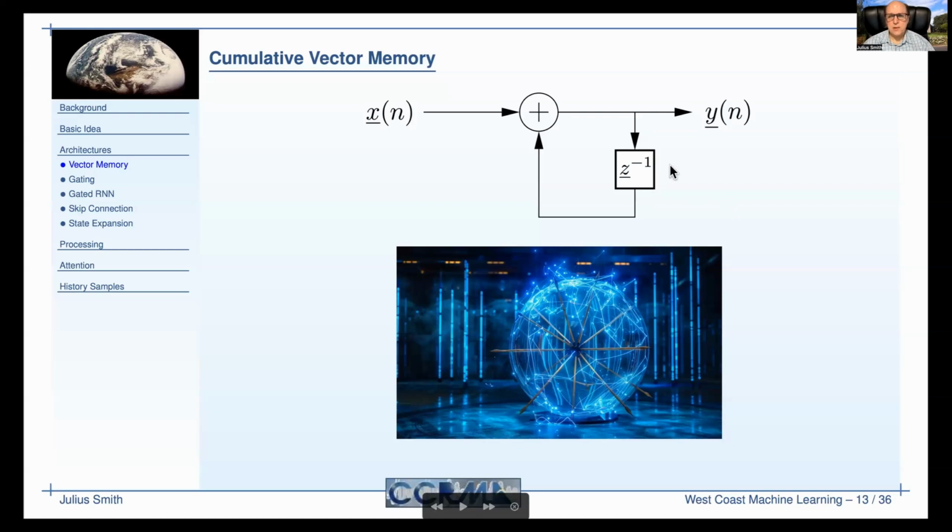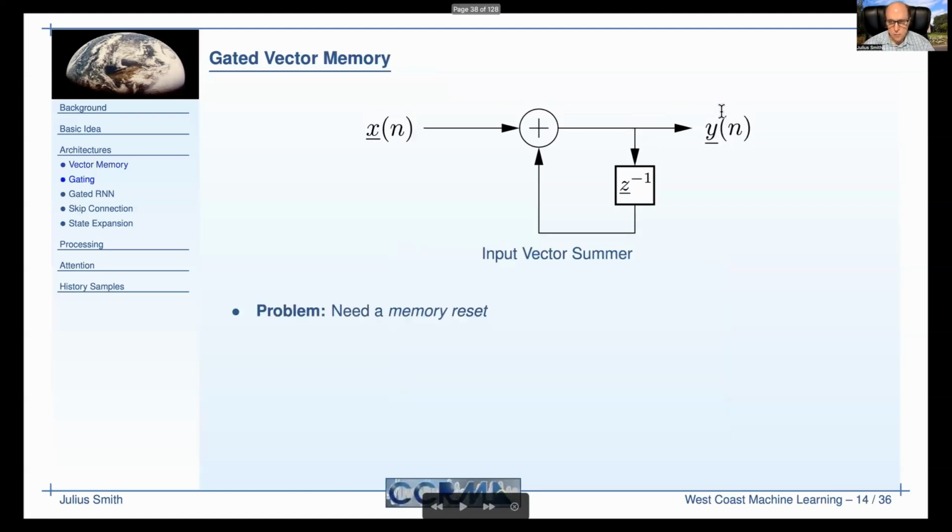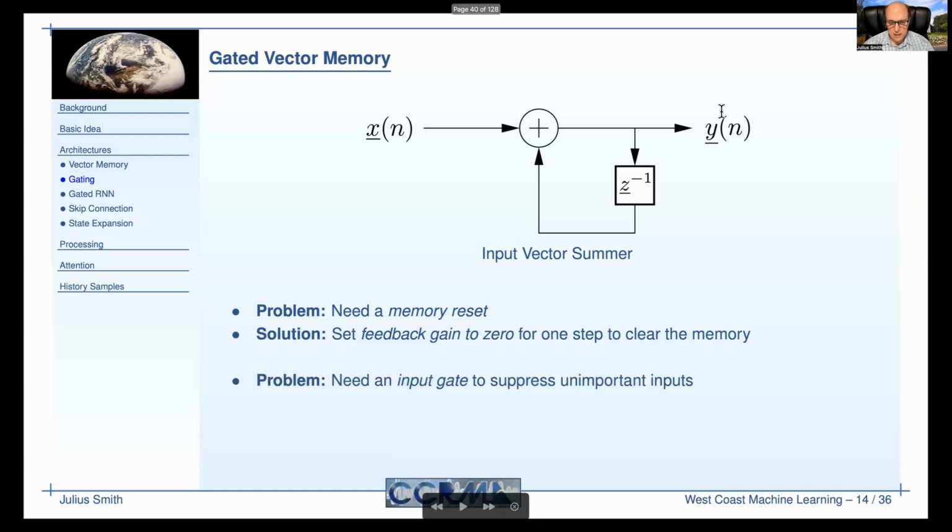So this is our vector memory, and then here's the output, which is just the vector memory sum. You can then retrieve things out of it using the inner product if you know what you're looking for. Then we talked about the fact that we need a reset. So we can just set the feedback gain to 0. This goes all the way back to LSTMs, and it has changed a lot over the years. We've talked about that a little bit.